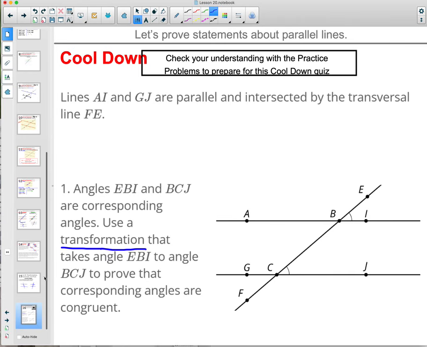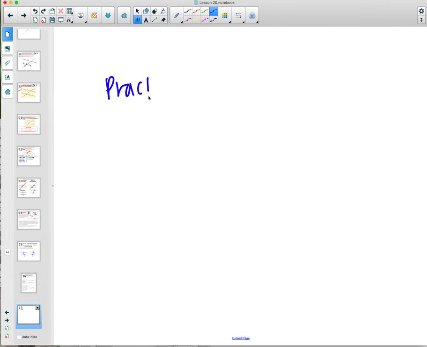And then you have your practice problems to do in your workbook, and those start on page 146. So practice problems are on page 146 to page 150.